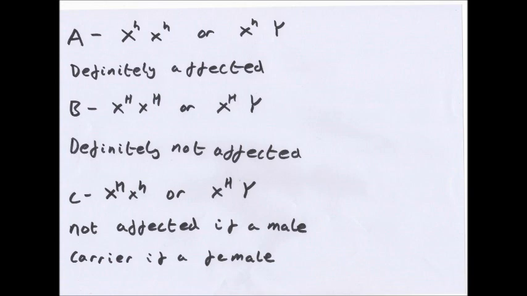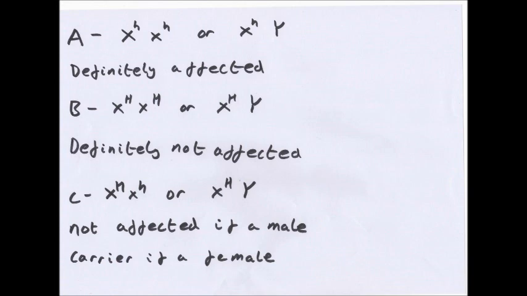Now in C, the mother is completely fine, but the father has it. Now that means if it's a male, it will not be affected because the father's passing on his Y chromosome, which doesn't have haemophilia, and the mother's passing on 1 of her 2 genes. Neither of them have haemophilia. If it's a female, though, the father is carrying on his X chromosome that has haemophilia, so the woman will be a carrier. She won't show any symptoms, but she will be a carrier.